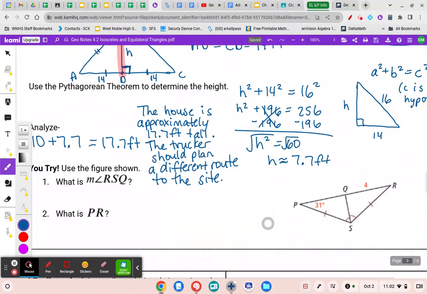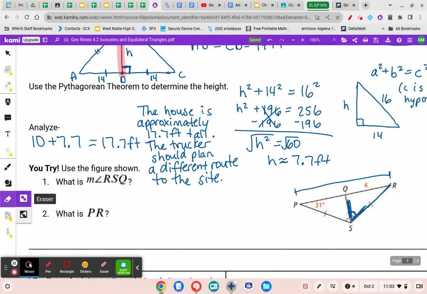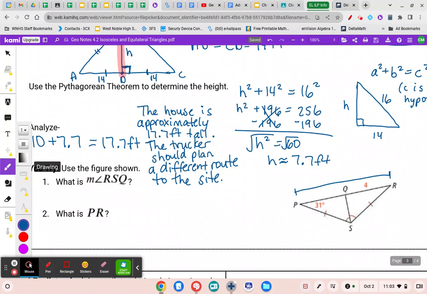All right, last do try of this video. You're going to use the figure shown. You're going to find the angle measure of RSQ. That is this angle right here. I promise you it is possible. And you are going to find the length of PR. So this whole length here, which is definitely a little easier. Pause me, try and answer it. Okay, hopefully you paused me.